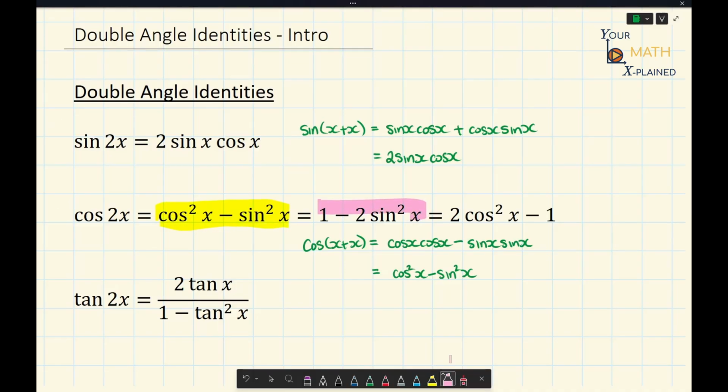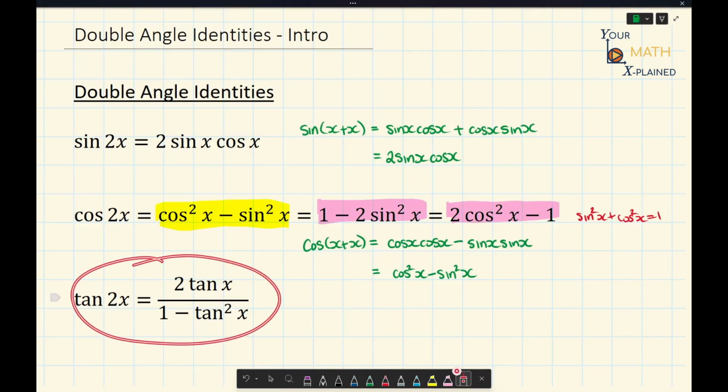But all 3 of them are equivalent, and you can get the other two by using the Pythagorean identity that sine squared x plus cos squared x is equal to 1. You just need to isolate either sine squared x or cos squared x and then substitute it in, and then you can get the other 2 identities. So the fact that we have 3 different ones to choose from means that we can pick the best one that suits our situation. And lastly, we have our tan 2x, and I'm going to leave that to you to use the sum and difference identities to prove this one here.